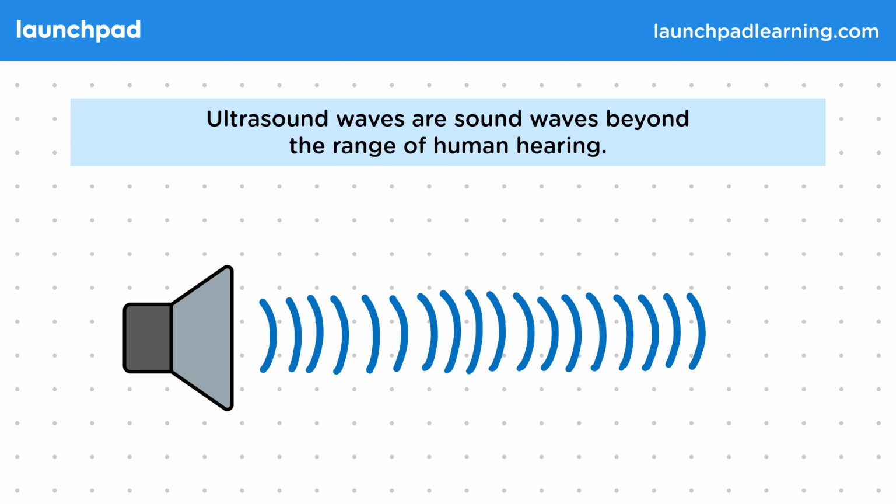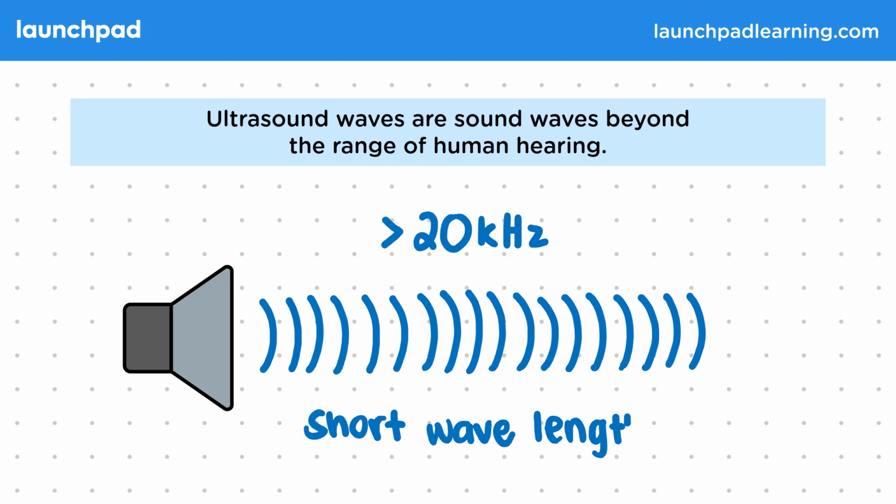The range of human hearing is between 20 Hz and 20 kHz, so an ultrasound wave would have a frequency above 20 kHz. Any sound wave with a frequency above this can be referred to as ultrasound. Ultrasound waves will also have a short wavelength.